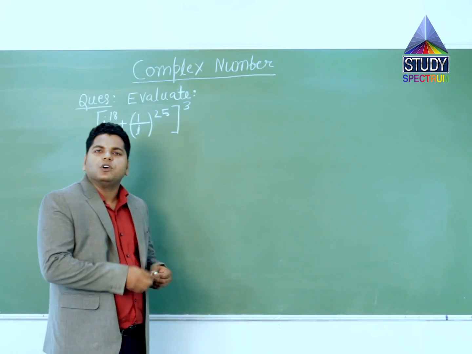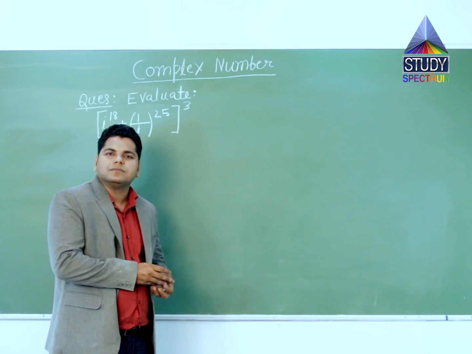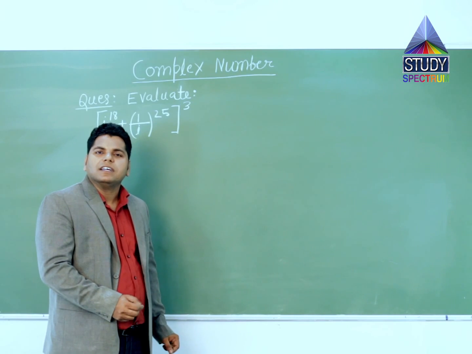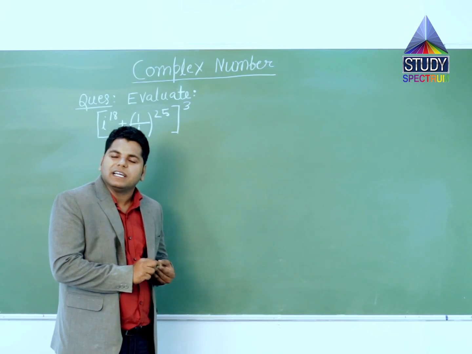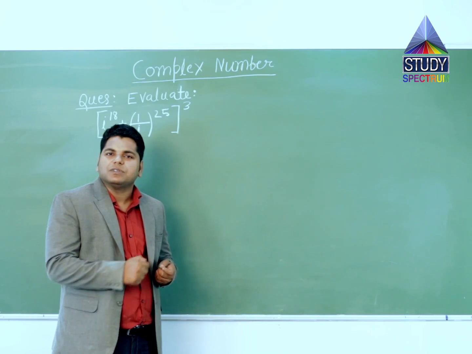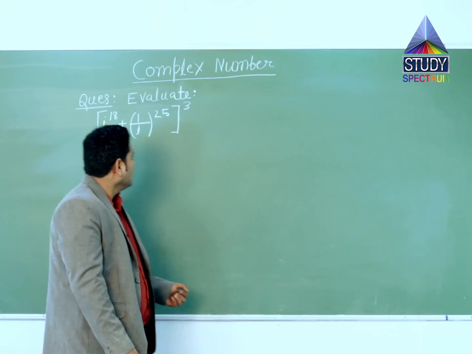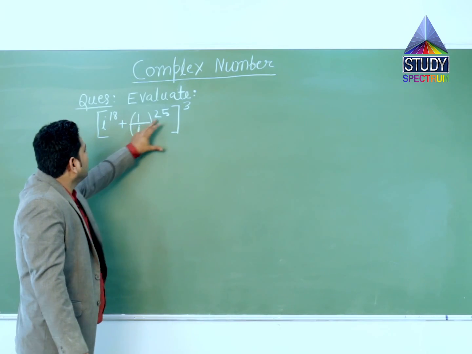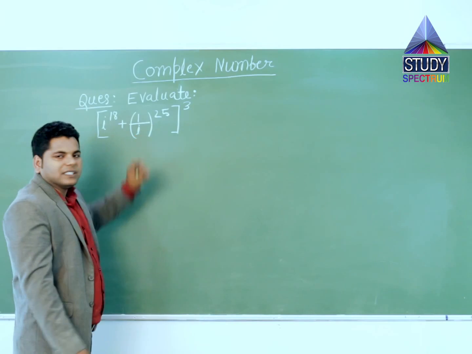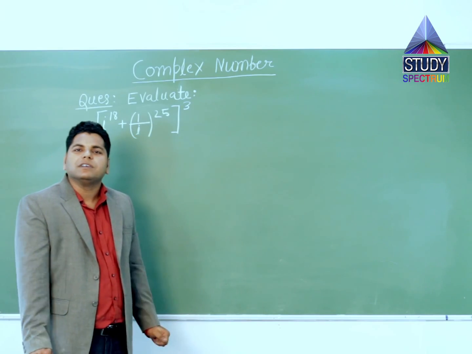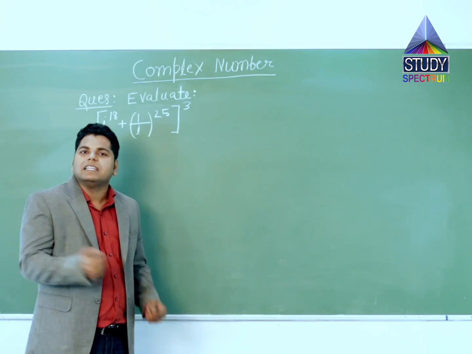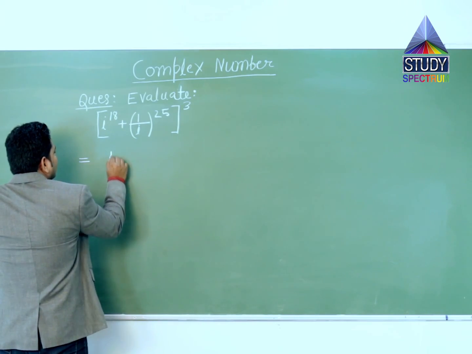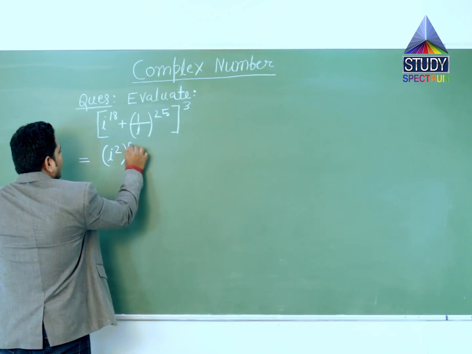Now let us do some more questions based on the square root of minus 1, which is i. So i equal to root under minus 1, or you can say i square equal to minus 1. So the question is, evaluate i to the power 18 plus 1 by i to the power 25, the whole power 3. Okay, so all we do is we will express the exponent or power in terms of 2. So we will write i to the power 18 as i square whole power 9.